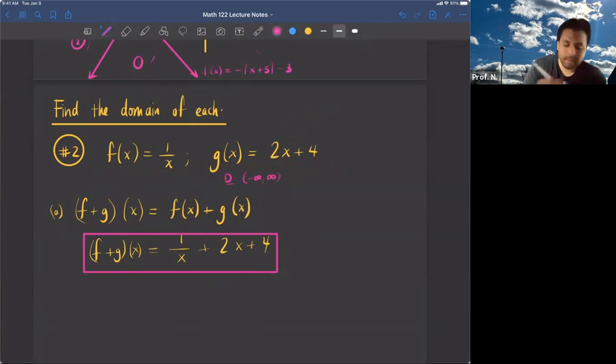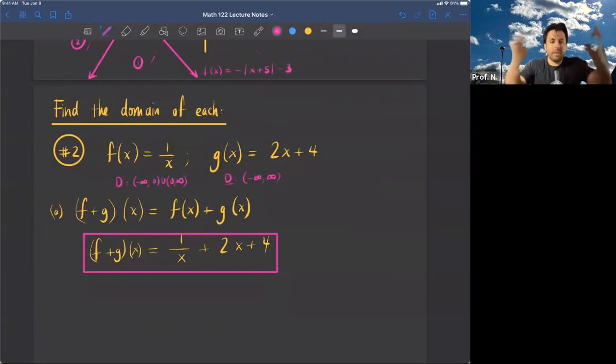Now, what's the domain of the first function? Well, if you notice, it's 1 over x. X can never be 0. So it's everything that's not 0. So then what's the domain? Negative infinity to 0, union 0 to infinity.